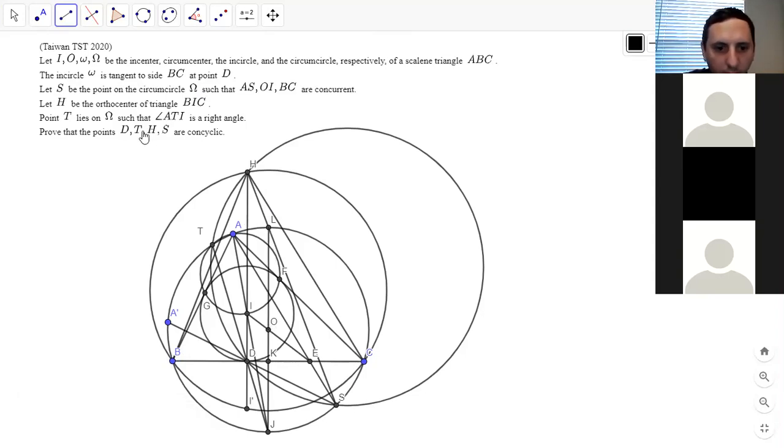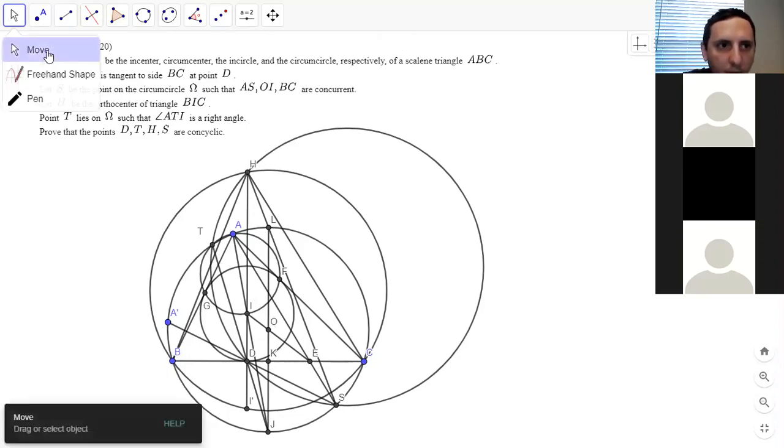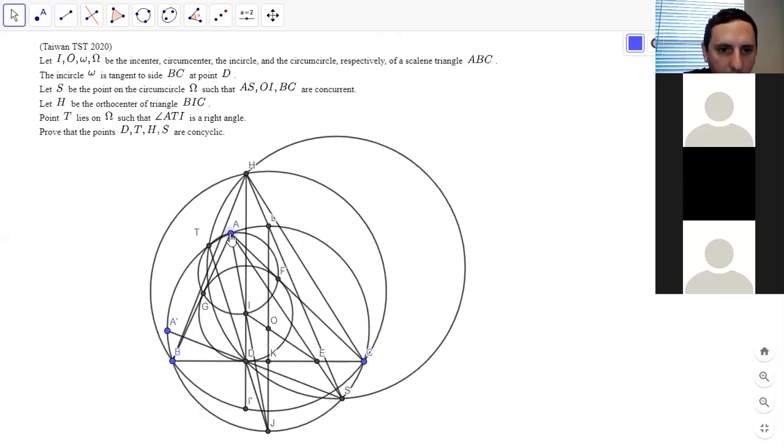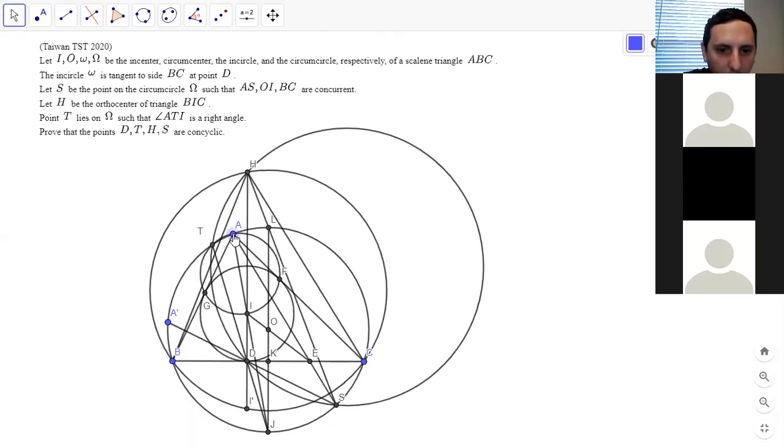Are T, O, and S collinear? No. If I move it around a little bit, yeah, it definitely passed through the midpoint of the arc.